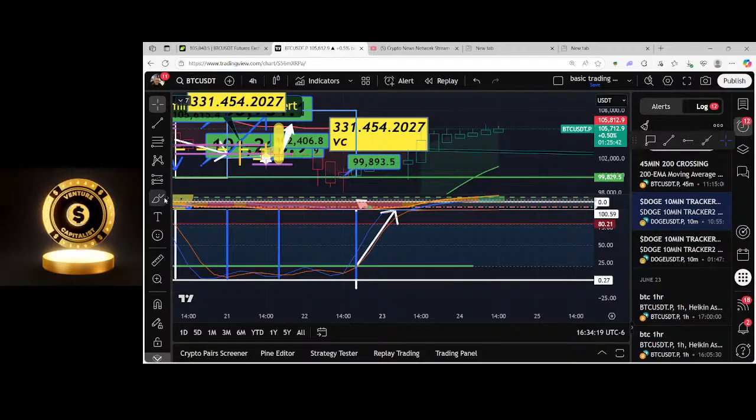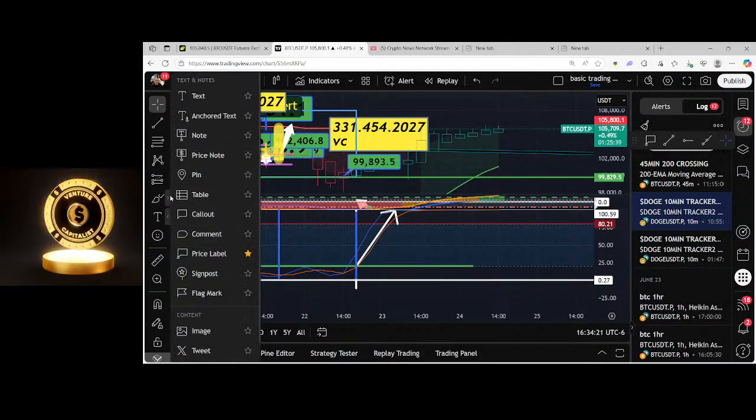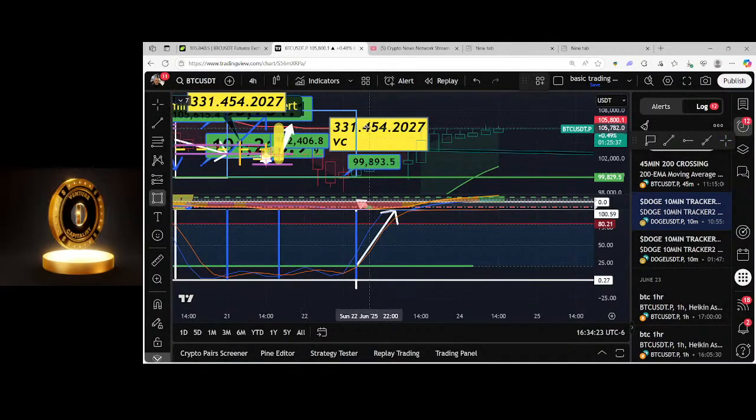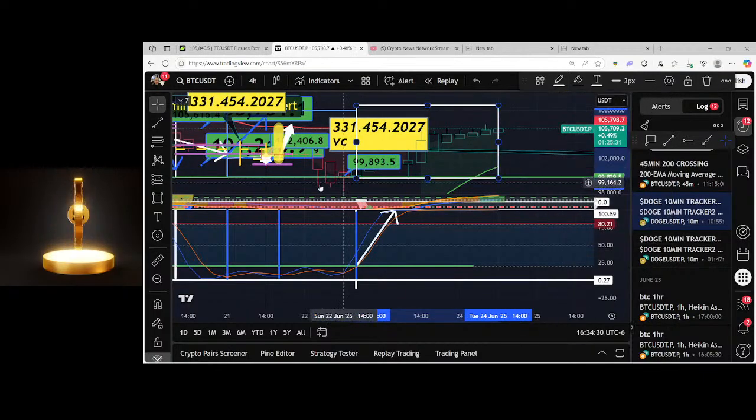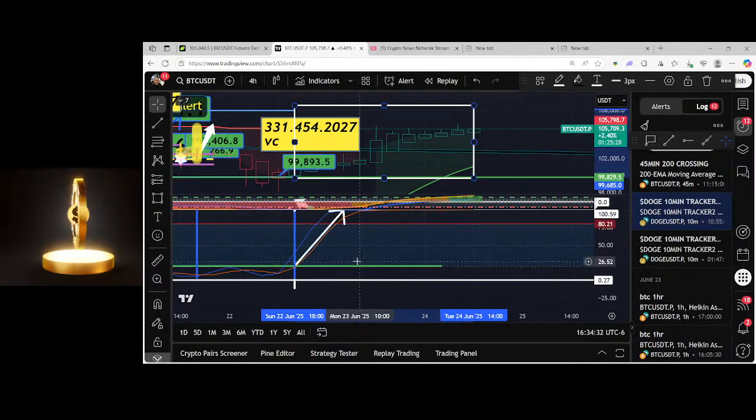Which is this white box. Let me go ahead and draw this box for you. So this is where the 4-hour RSI finally breaks the 20. We'll make it white. There we go. So you see right here, hit ones in the chat if you can see this.